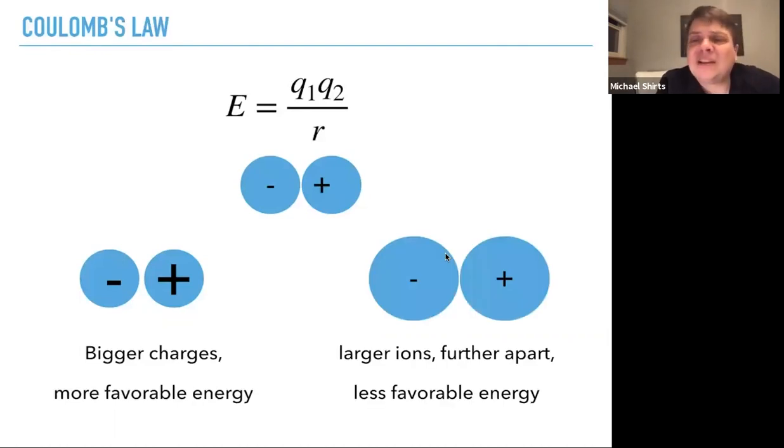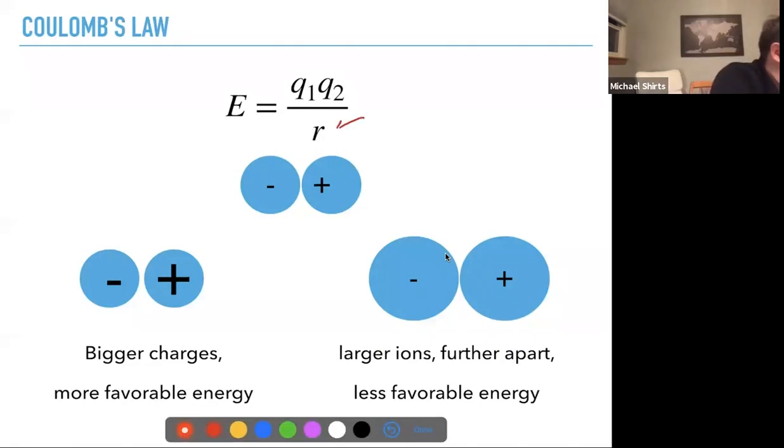The other thing is if you have larger ions, like going from lithium fluoride to lithium chloride, that chlorine is bigger and therefore it can't get quite as close. Therefore this R is bigger and therefore the energy is smaller. Larger ions can only go a certain distance apart, so there's less favorable energy associated with that. So those are the two effects you see.